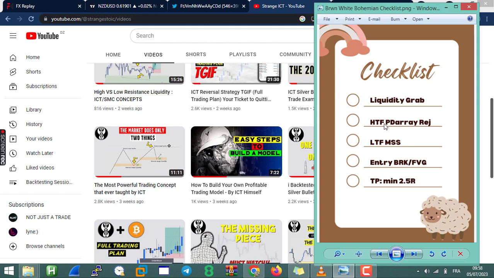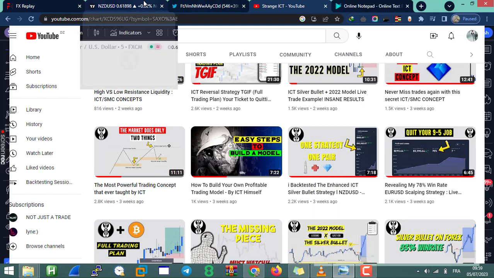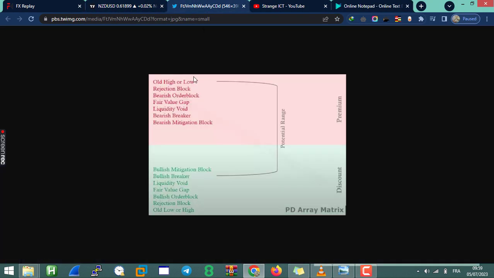So basically, the questions were how you can identify these higher time frame PD arrays, what are their types, and what is the easiest way to see them printing live. So I have decided to start this series to talk about higher time frame PD arrays, and this is basically the list. You can see that there is old high, rejection block, a bearish order block, fair value gap, liquidity void, a breaker, and mitigation block.